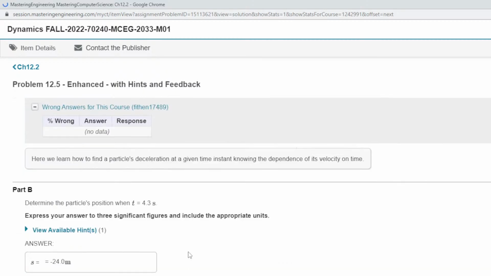Okay, there's a part B, which says determine the particle's position. So this is a situation where you are given a velocity as a function of time, and you are asked to find its acceleration.